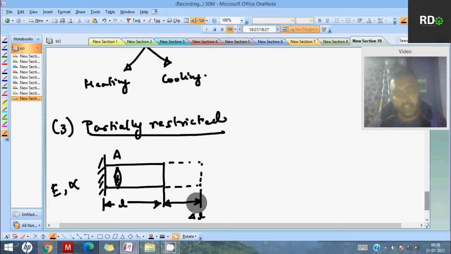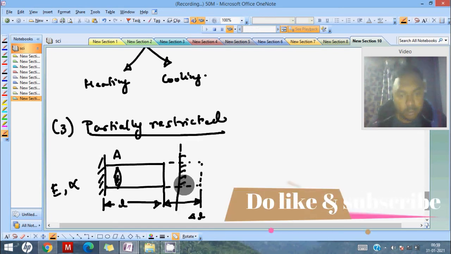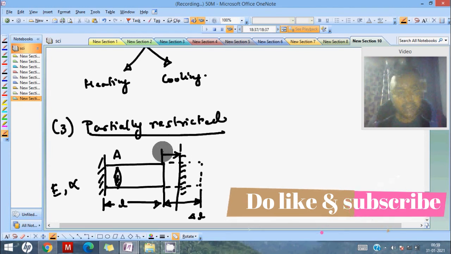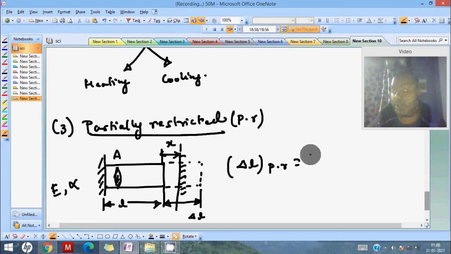Okay, but in this case, what is happening? You are putting a fixed support in here, and this distance is X. So you are not allowing total expansion, that is the delta L, but you are allowing slight expansion. So what will happen? Your delta L partially restricted, PR, I'm writing in short form, will be L into alpha into delta T minus X.